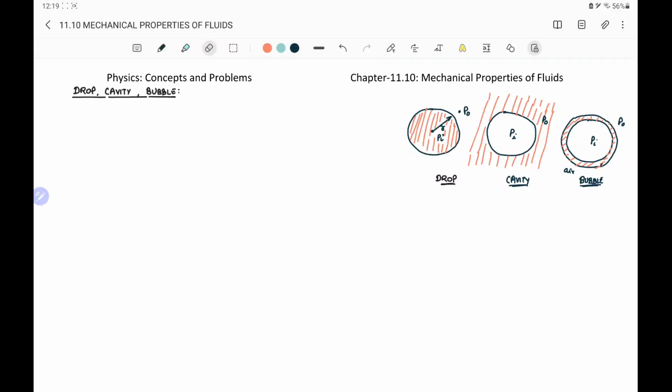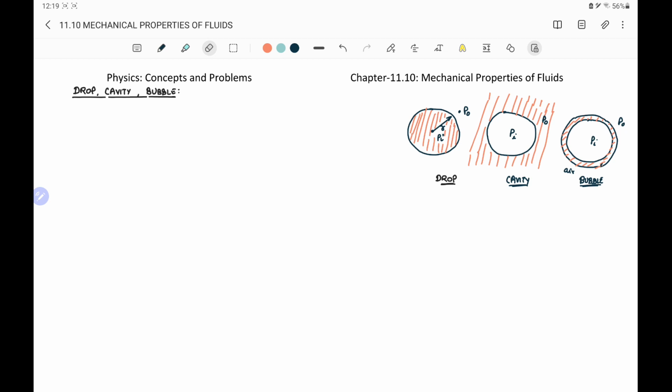Next, we have to discuss the drop, cavity and bubble in surface tension. We know that a liquid-air interface has energy called the surface energy, and for a given volume, the surface with minimum energy is the one which has least area. And we know that a spherical surface has the least surface area.